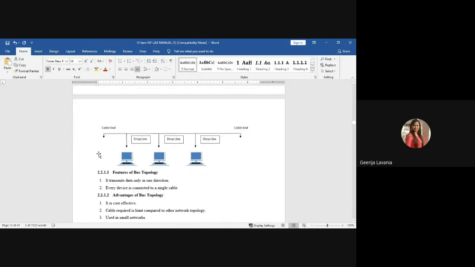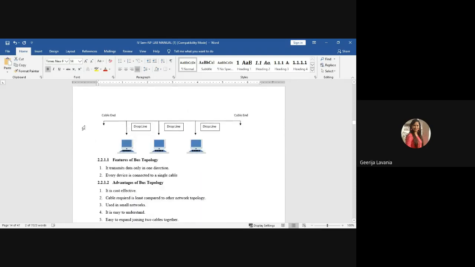This is the diagram of the bus topology. There is a line and there are different devices connected to the line, which is called the bus topology. The features of the bus topology: data is transmitted in only one direction, and every device is connected to a single cable.